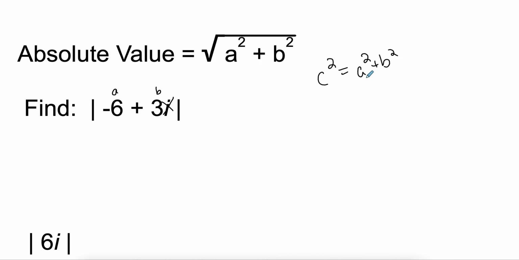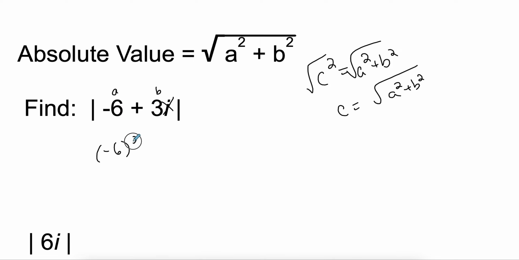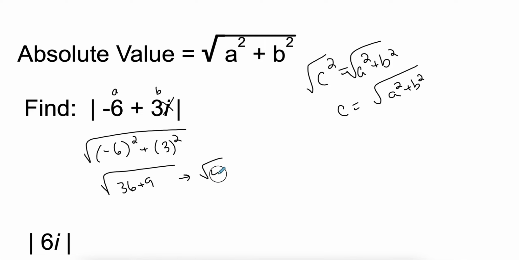If I got this, solving for c, square root both sides. C equals square root of a squared plus b squared. That's the Pythagorean theorem. So we're plugging in the -6 and the 3, and we see what we get. So -6 squared plus 3 squared, that's all under the square root. So that would be square root of 36 plus 9, and we end up getting square root of 45.